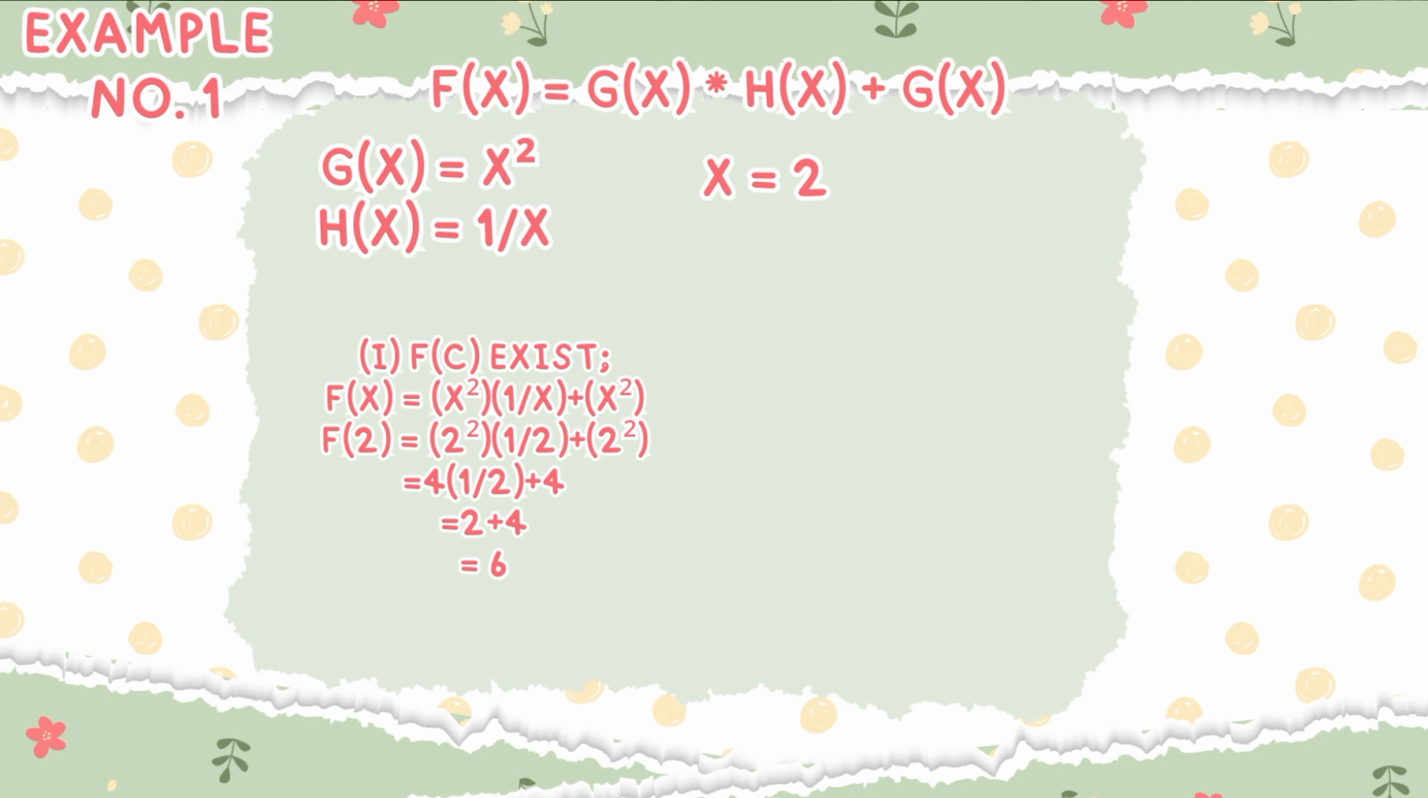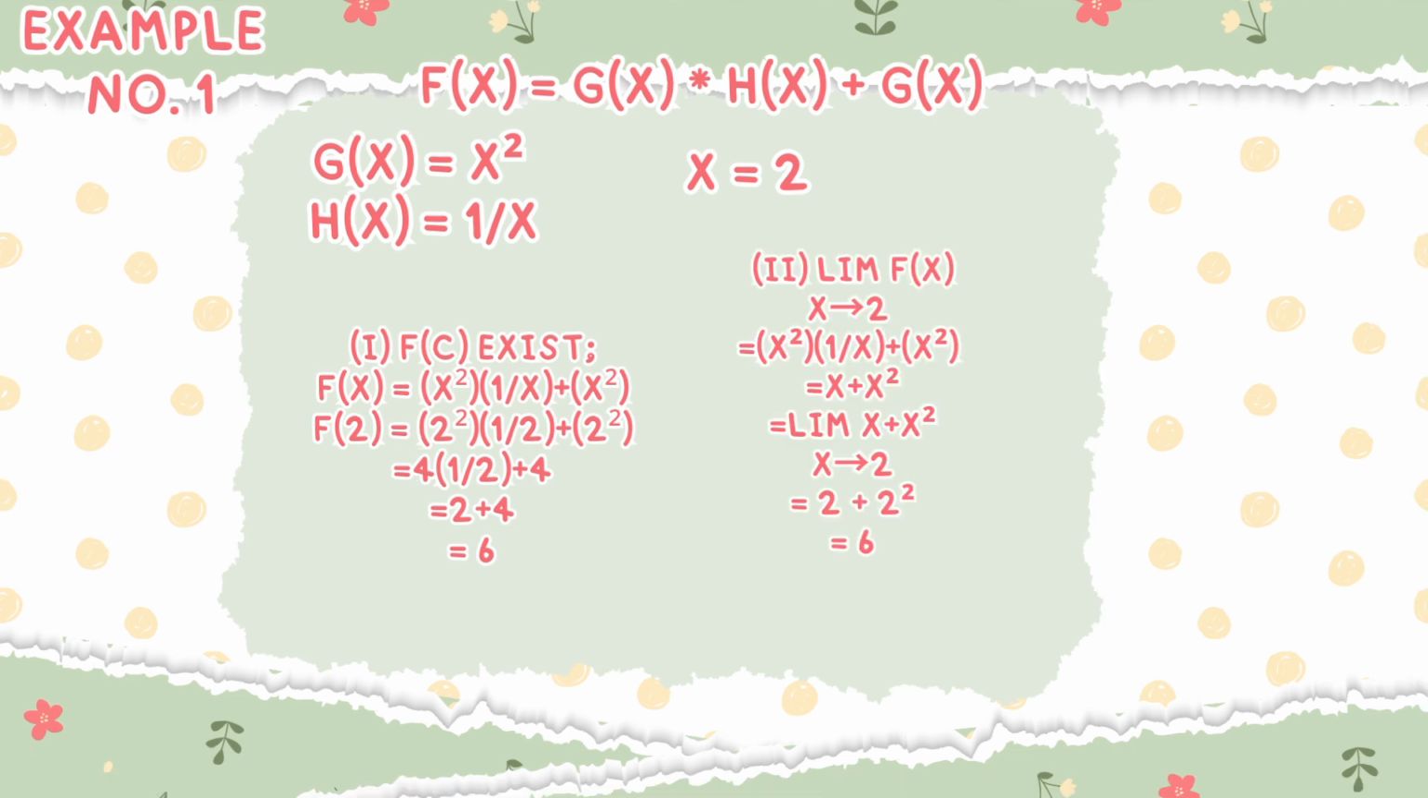Let's move on to the second condition, which is evaluating the limit of the function f of x. Since we satisfied the first condition, we can proceed to the second condition, which is evaluating the limit from both sides. But in this case, we can use direct substitution.